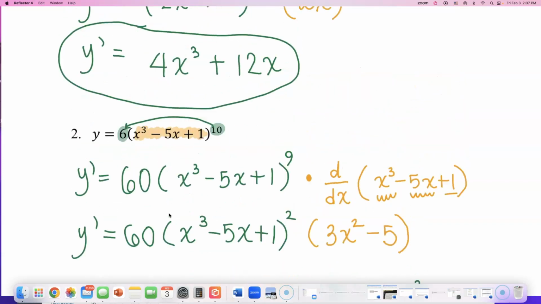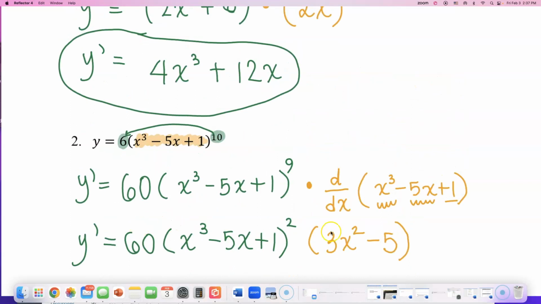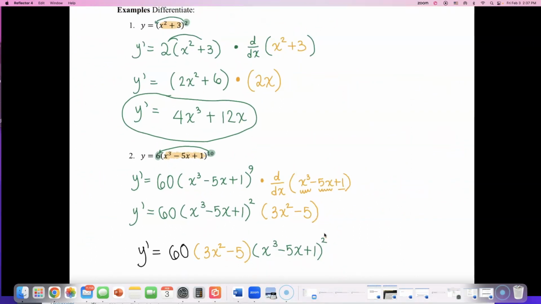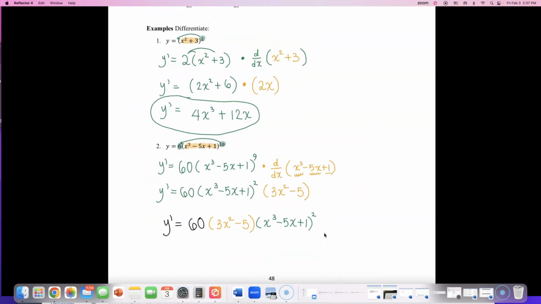And I was just like, why did I do that? I would probably just stop right there. But these were 2 examples of chain rule problems on page 48.